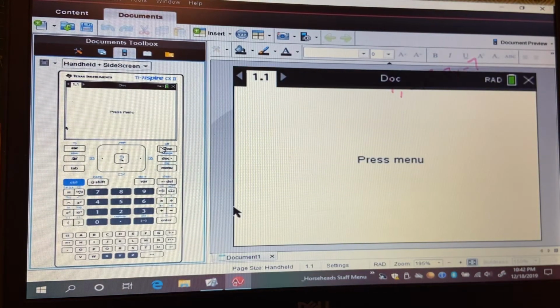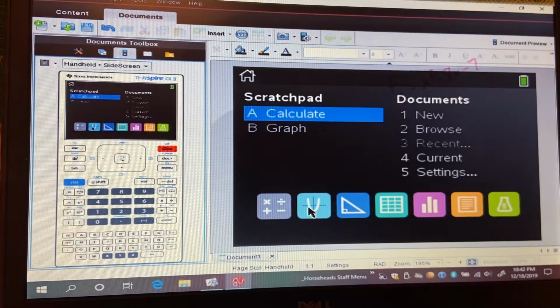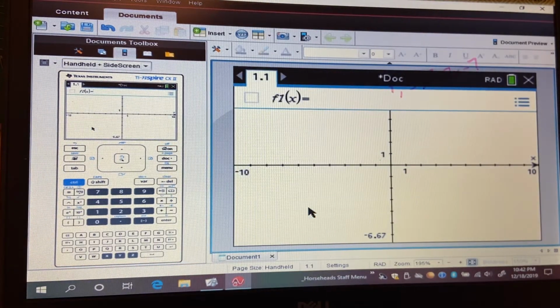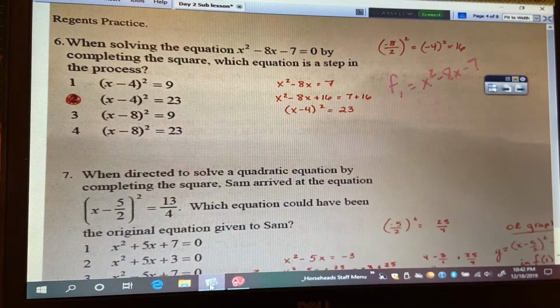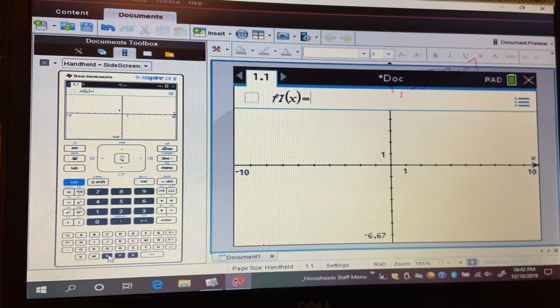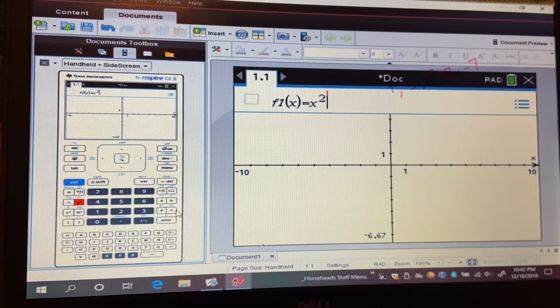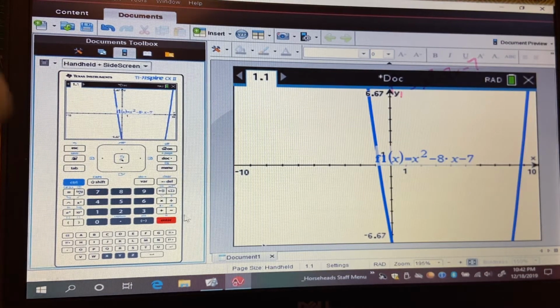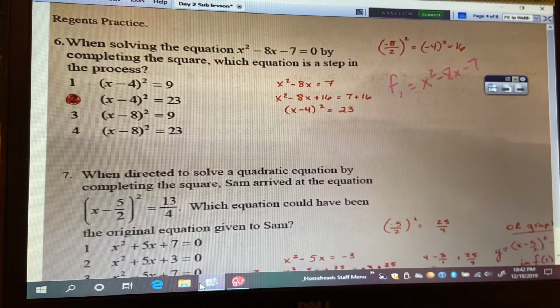So if I took this and went to my graph, and I typed that first, x squared minus 8x minus 7, enter, there's the graph. Now, because this is multiple choice, you're going to be able to back into this problem without really being able to complete the square.